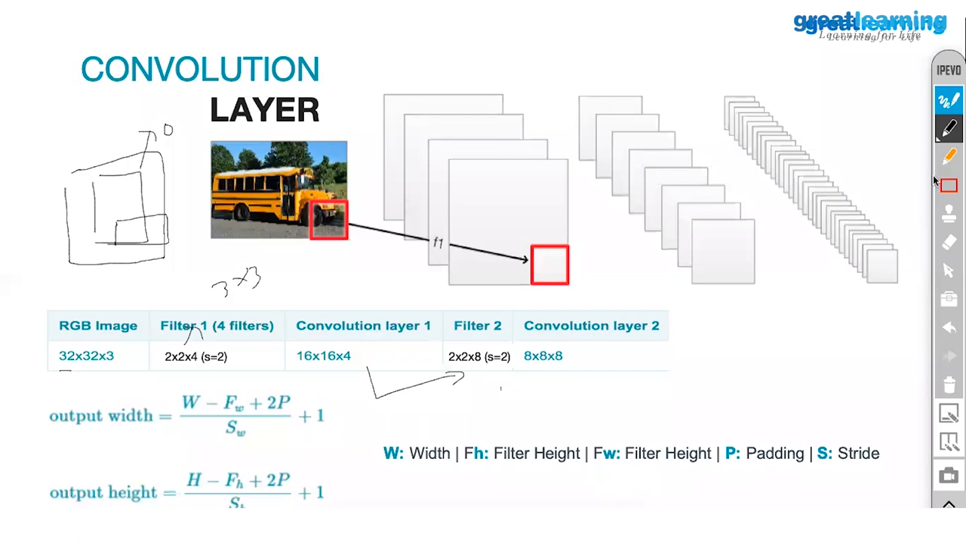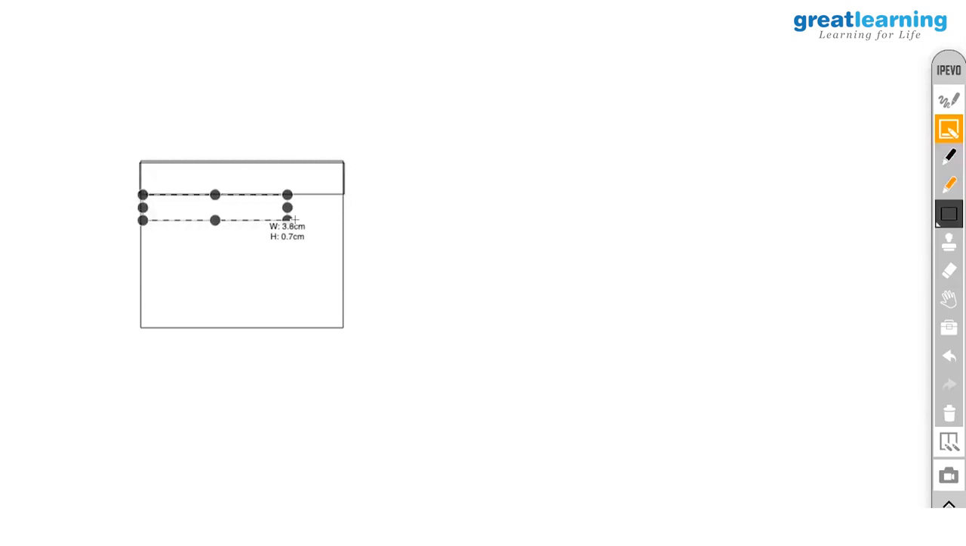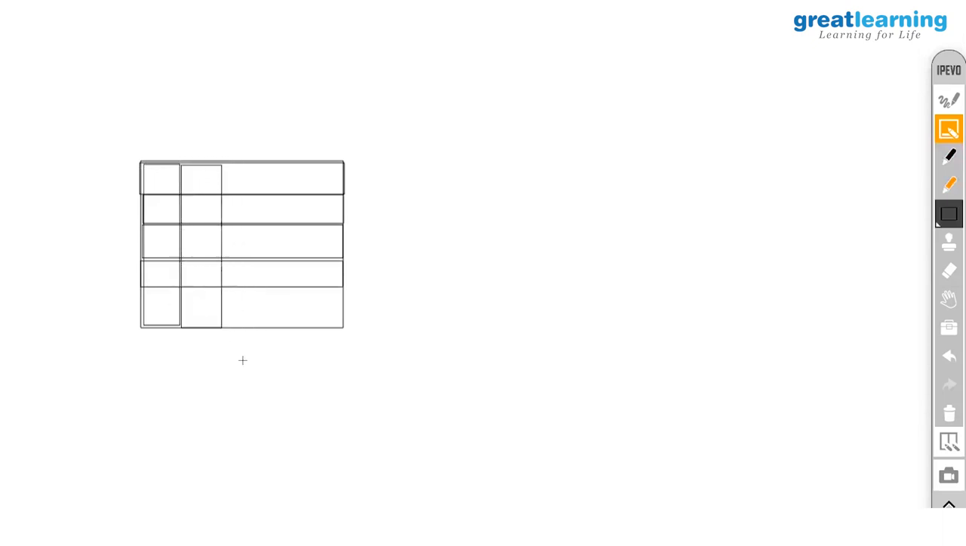Okay. 32 cross 32 is too big. Let me not confuse you guys. Let us say this is a, let me put some brackets over here. Say 1, 2, 3, 4, and 5. Okay. Similar to that, 1, 2, 3, 4, and 5. Good. Now, what should be my filter size?